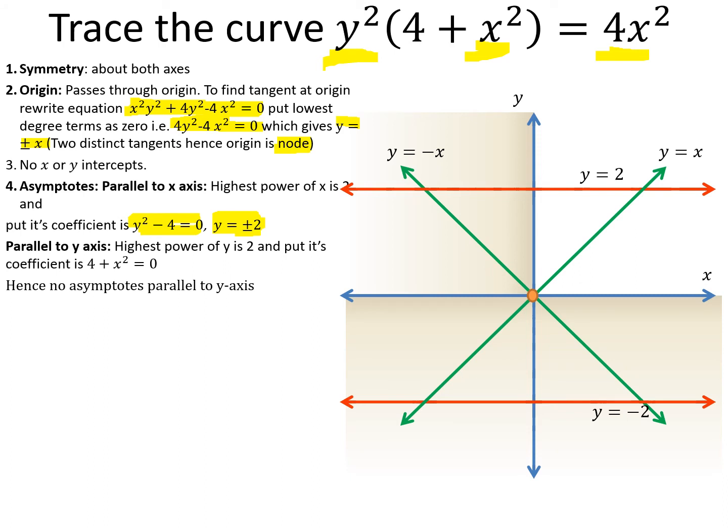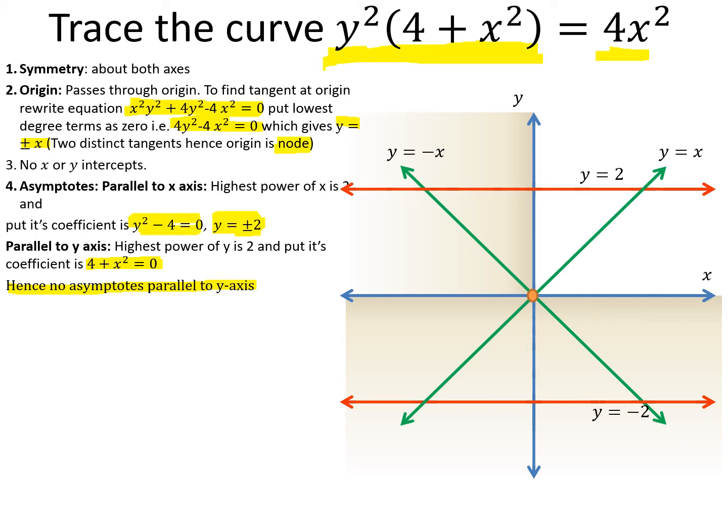So what is the highest degree of y? That is again 2, that is y square, and its coefficient is 4 plus x square. So we will put 4 plus x square equal to 0. That means we will get x is equal to plus minus 2i. That means imaginary asymptote. So we will not take these imaginary asymptotes. We have to take only real asymptote. So we will write down, hence no asymptote parallel to the y-axis. Okay. So that is rule number 4 about asymptotes.